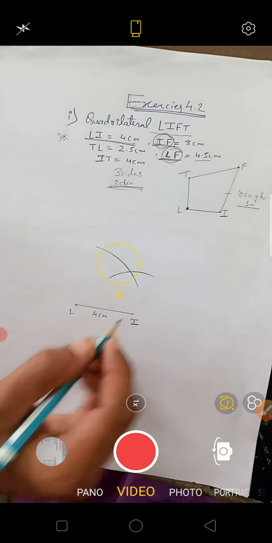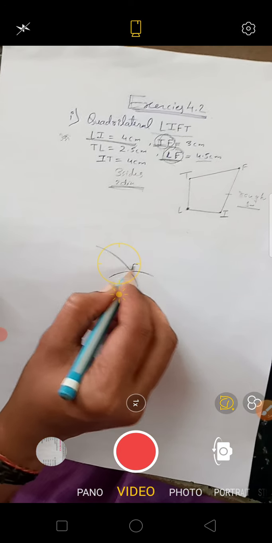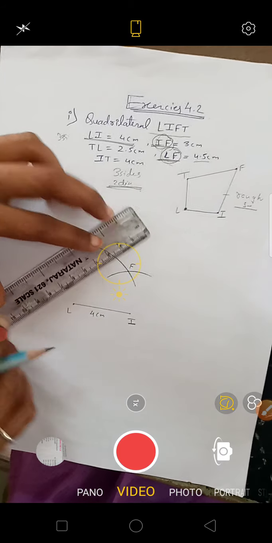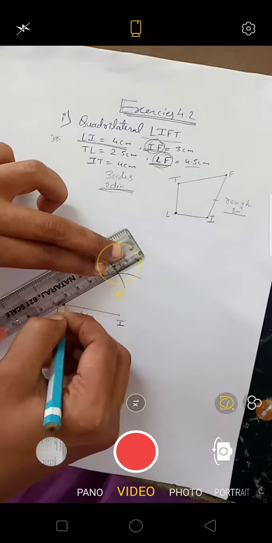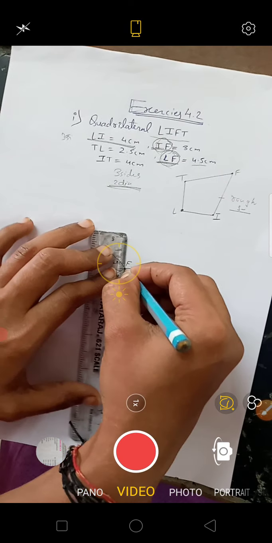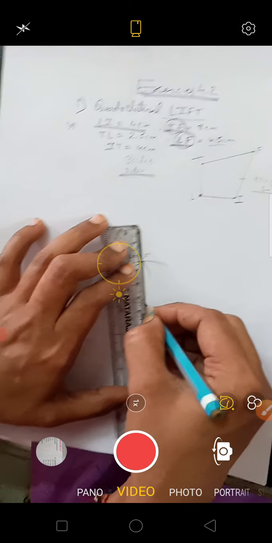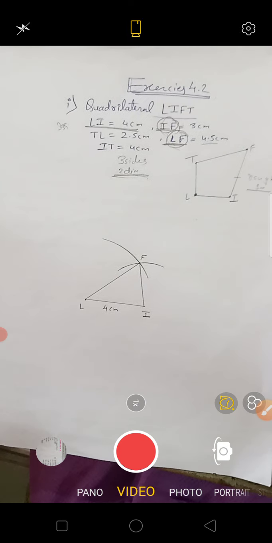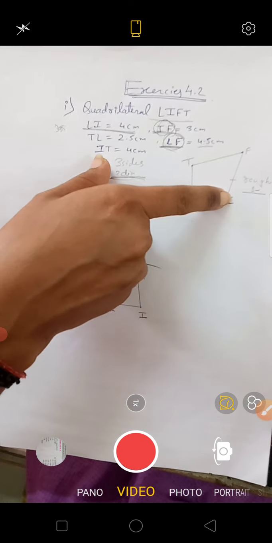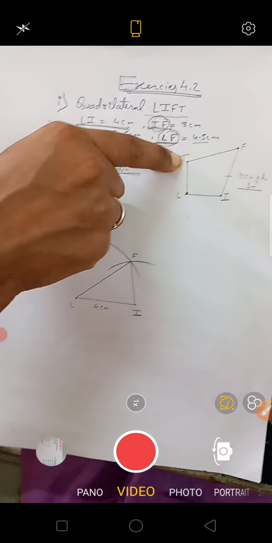So here we name the point F. Then the next step, we join F and L, and similarly F and I. So we get one triangle. Then similarly we plot the same, taking L and I as centers, and draw the next point T.